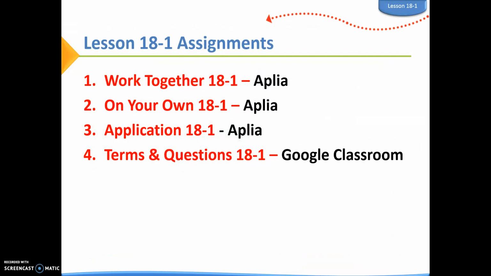And that should do it. Let's do 18.1 together, work together in Aplia next.